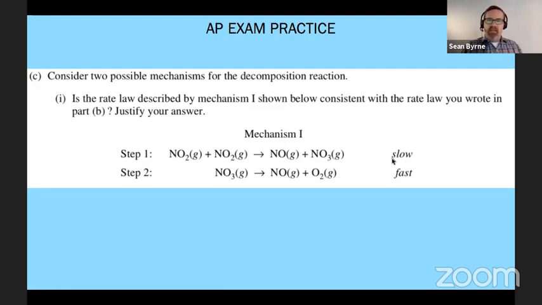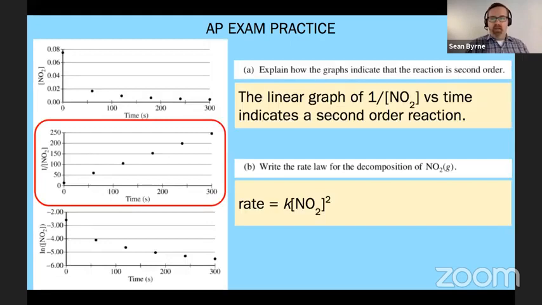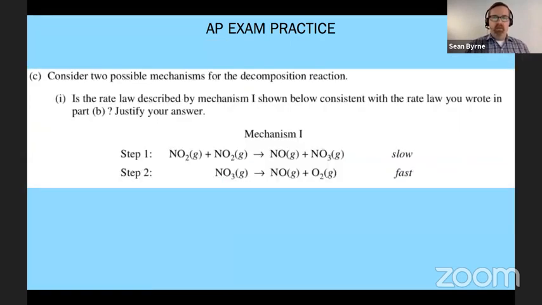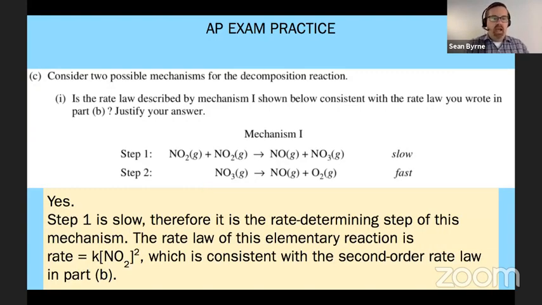If we've identified that this is the slow step, okay, we know that if we have a mechanism, this slow step should be consistent with the rate law that we wrote in part B. So we wrote here that the rate is second order with respect to NO2. So we want to see, is this step consistent with that? Well, we have two NO2s reacting with one another, which for an elementary step would be second order, right? And so our answer here would be yes, we've identified that step one is slow. So it's a rate determining step. So there we go, we're using some good terminology of rate determining.